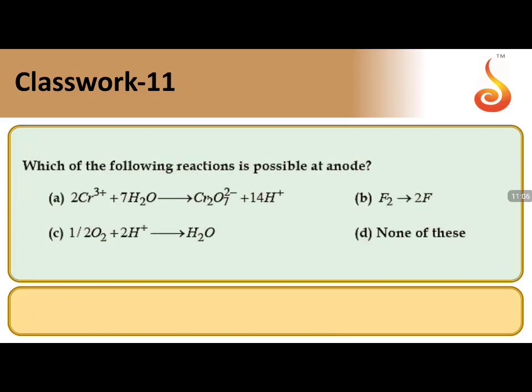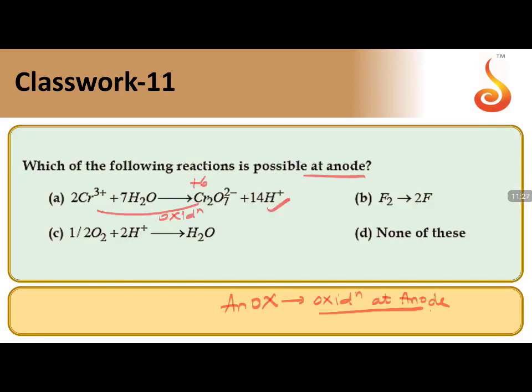Which of the following reactions is possible at anode? At anode, oxidation takes place. Oxidation should take place at anode. This is the key point to take. So Cr is in +3 oxidation, Cr will be in +6. So this is going to be oxidation, correct?